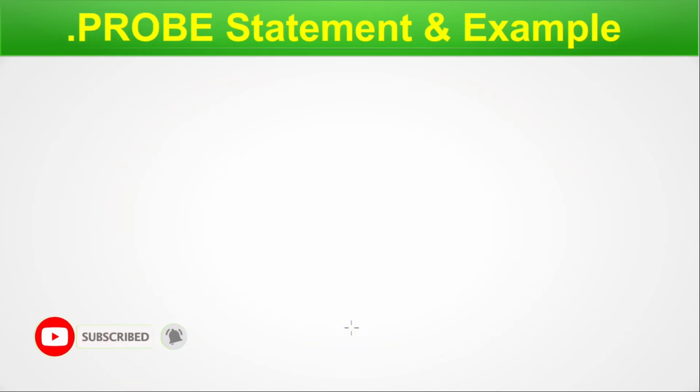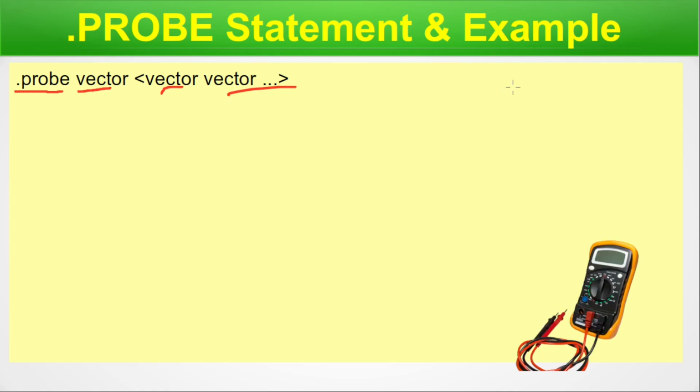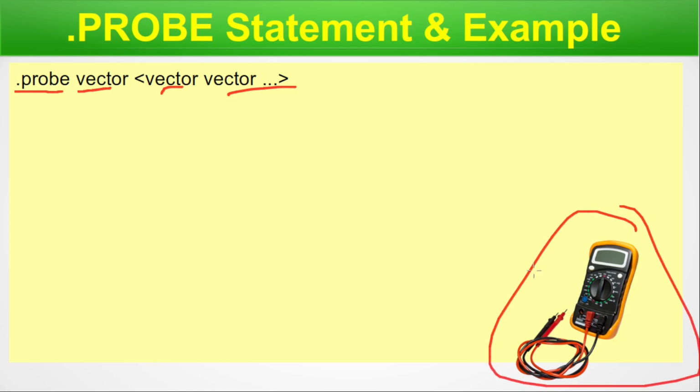Probe statement and example. Let us see how the probe statement functions. Here you can see there is dot probe, then we have a vector, then we have further vectors. Probe is similar to what we measure by the multimeter, connecting it continuously with the breadboard and wires. Otherwise, you can imagine that you are connecting a CRO. So probe is that kind of operation.